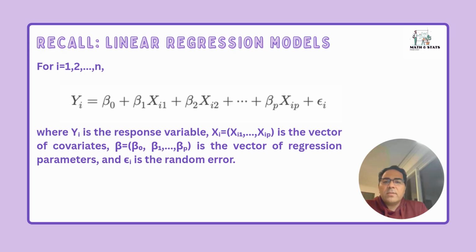So let's first recall the form of a linear regression model. This multiple linear regression model expresses a continuous response variable as a linear function of p covariates x1 to xp, and beta 0, beta 1 to beta p are regression parameters or coefficients, and epsilon i is the random error.